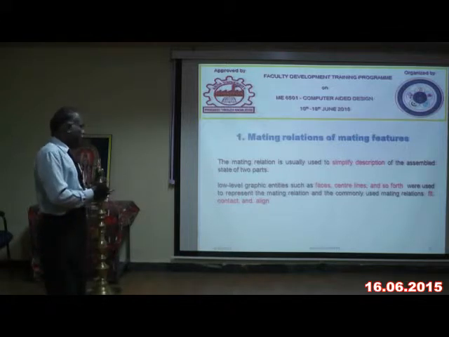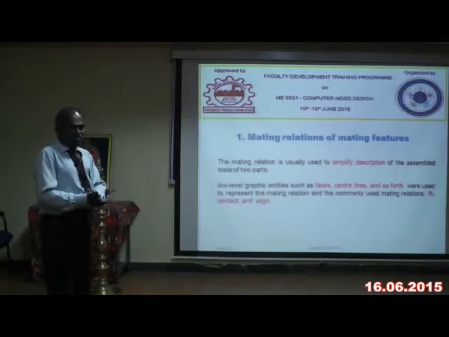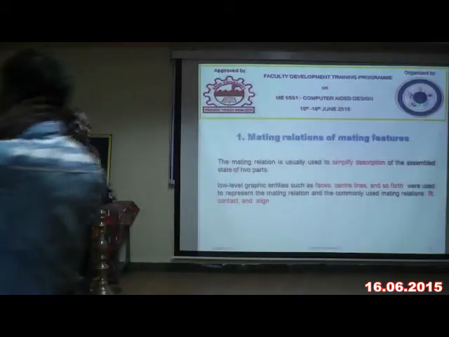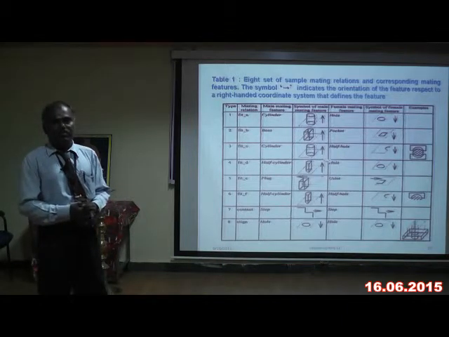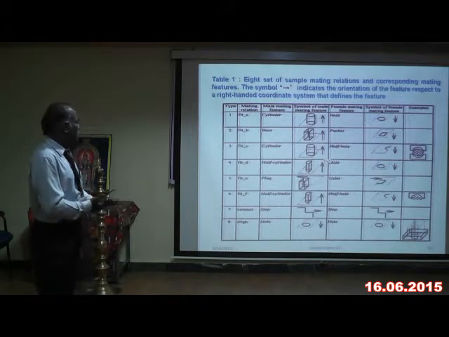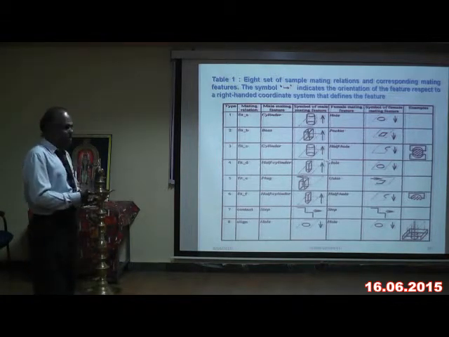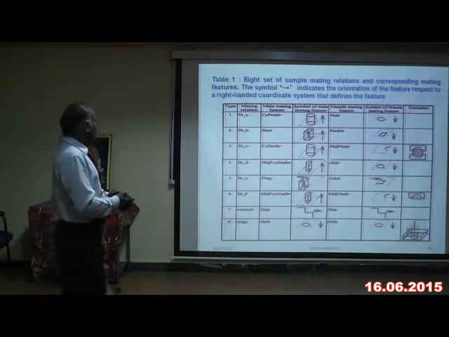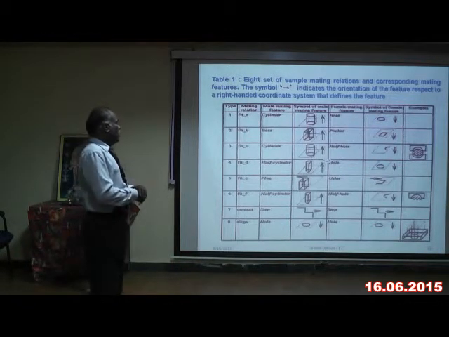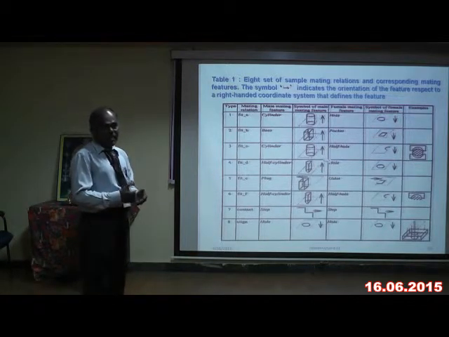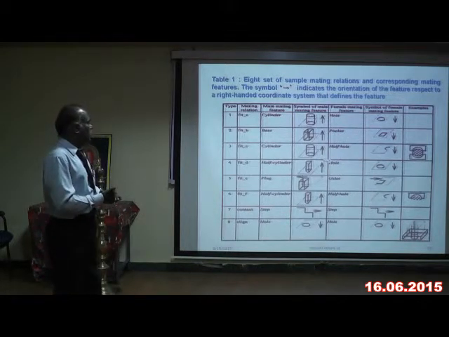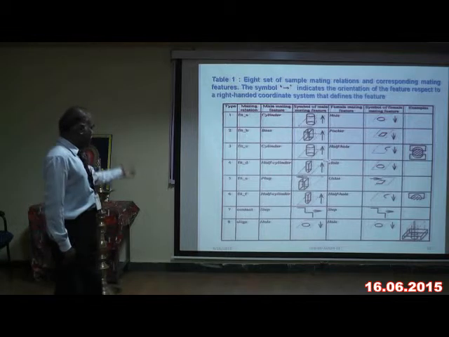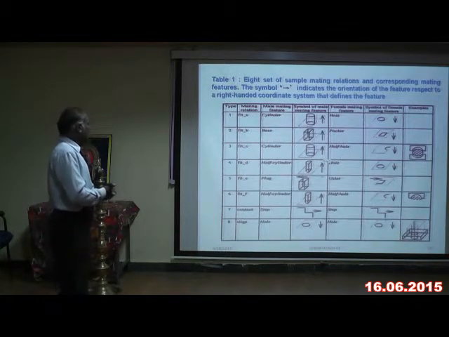Used to represent. Nowadays, in the current status, the fit, contact and alliance are also integrated with the previous for improving the design software. These are some examples: a set of sample relations and the corresponding mating features. The symbol arrow indicates the orientation, the direction, and then the feature with respect to the right-handed coordinate system that defines the features. There are 8 sets of sample mating relations.